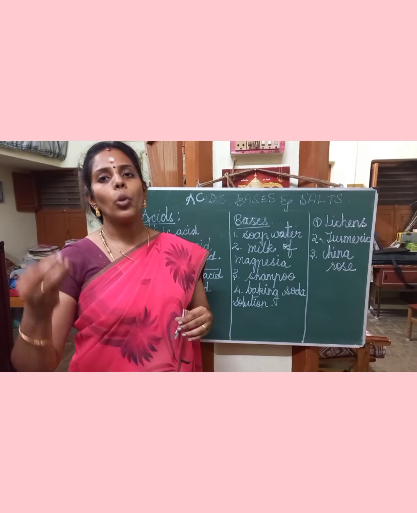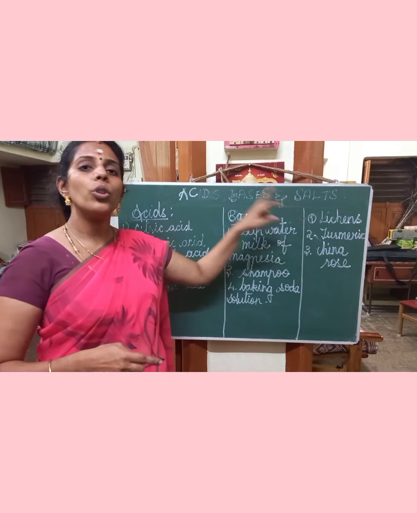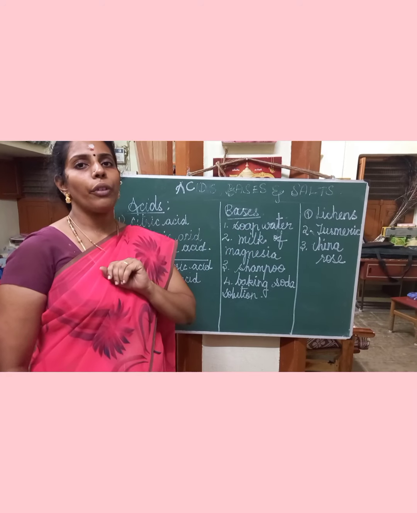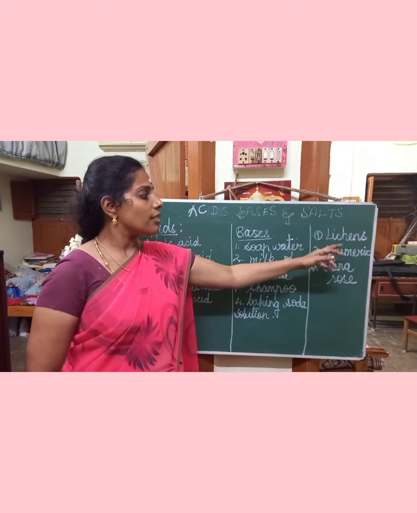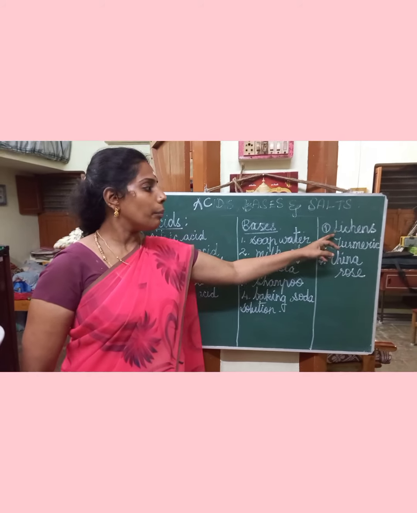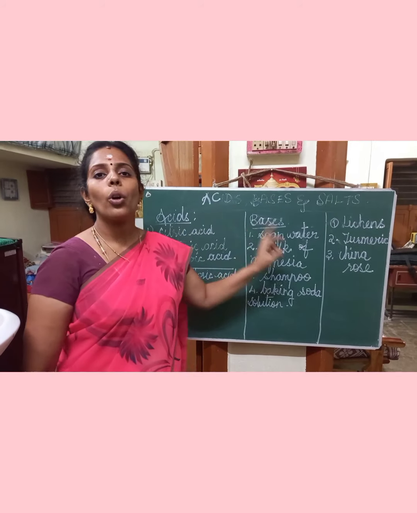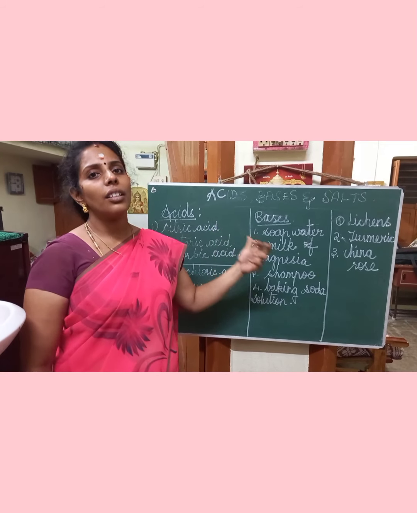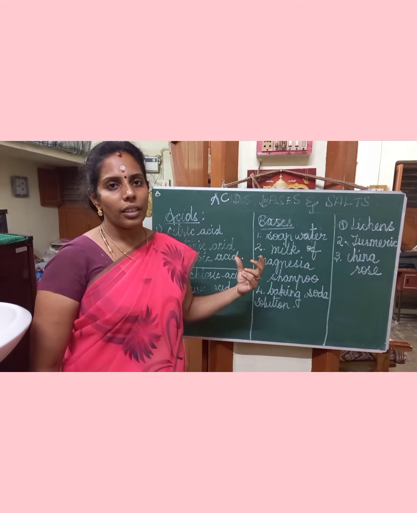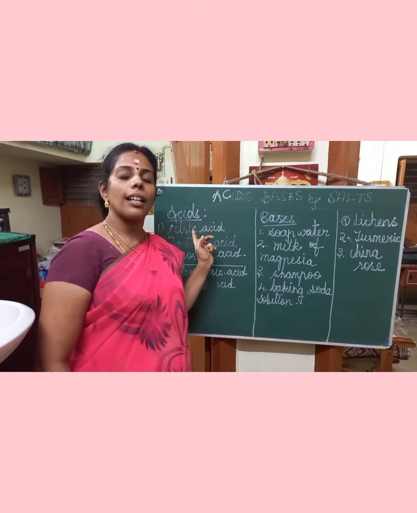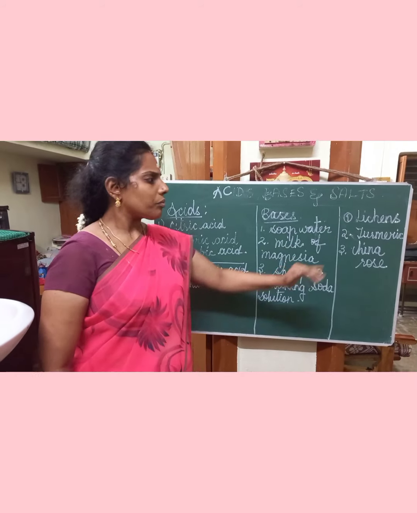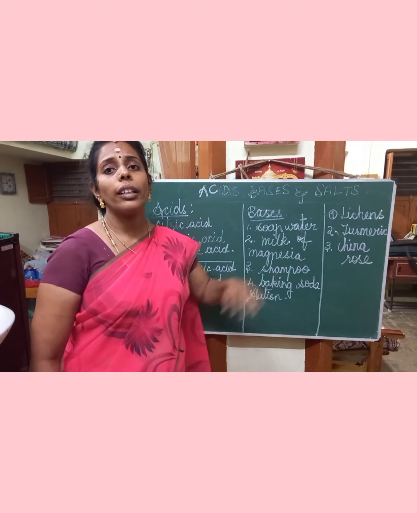Either using the litmus paper or adding the solution to the acid or base, we can find out. How can we find out? Each of the lichens, turmeric and China rose, one by one, if we add them to an acid or a base, we can observe the color change. On observing the color change, we can finalize whether the given solution is an acid or base. So these are the natural indicators.